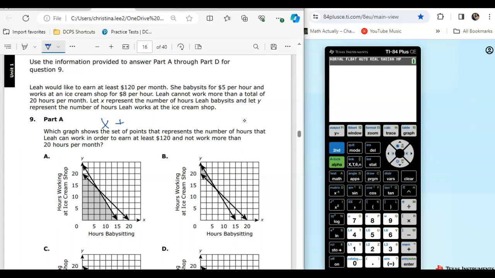We have X plus Y. X is babysitting, Y is ice cream, and we can see that here on our graph as well. And it has to be, she cannot work more than a total, so less than or equal to 20. And then she needs to make at least 120, so greater than or equal to 120. But then money-wise, that's $5 per hour babysitting and $8 per hour at the ice cream shop. So then it's asking us which graph shows us the set of points that represent the hours that she can work to earn at least 120 and not work more than 20 hours per month.